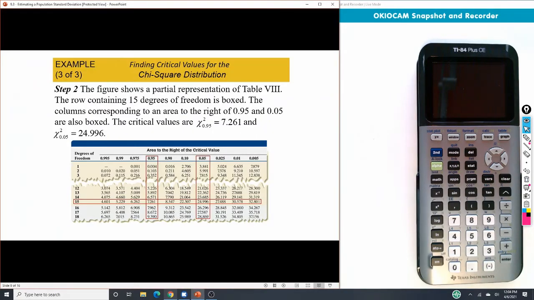Okay. All right, and so that would be our critical. The lower critical value there would be the 7.261. Our upper critical value would be 24.996. So it may be advantageous to just find both of them and then put the smaller one in the lower area and the larger one in the greater, or the higher, area. Okay.